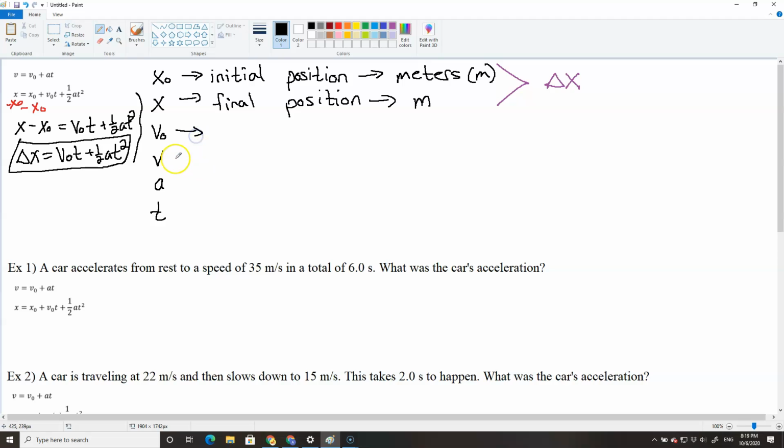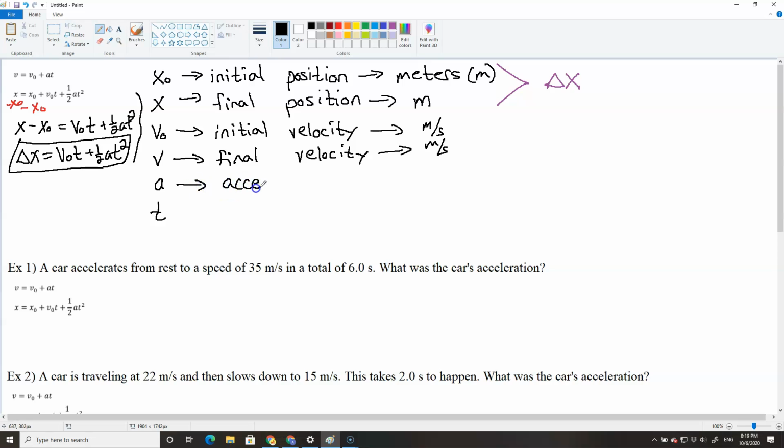Your other four variables, v naught and v, so just like initial and final positions, v naught is initial and v is final, except instead of position, it is a velocity. The units for this are meters per second. Next up, a is acceleration, which I'll define for you in a moment. The units for acceleration are meters per second squared. That is meters per second per second. And t stands for time, which is in seconds.